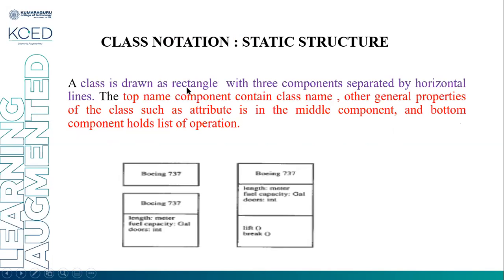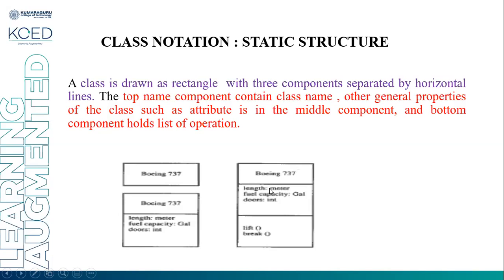A class is drawn as a rectangle with three compartments separated by horizontal lines. The top is known as the name compartment. Here Boeing 737 is the name. It contains the class name. Other general properties of the class, such as attributes, are in the second compartment.